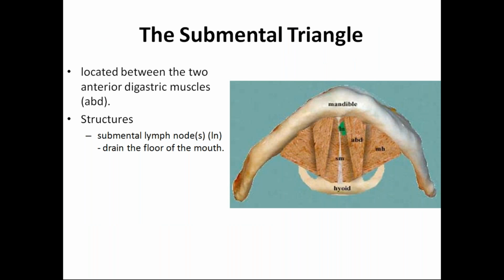So the diagram is showing the submental triangle, which is located between the two anterior digastric muscles. The structures involved are only the submental lymph nodes, which drain the floor of the mouth. These submental lymph nodes are level 1A.